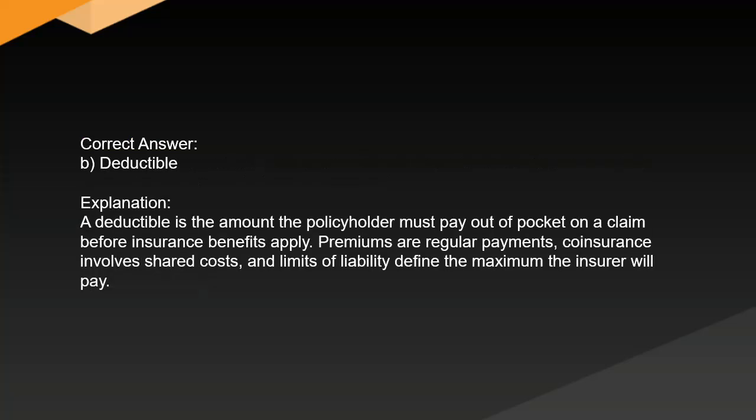Correct answer: B. Deductible. Explanation: A deductible is the amount the policyholder must pay out of pocket on a claim before insurance benefits apply. Premiums are regular payments. Coinsurance involves shared costs, and limits of liability define the maximum the insurer will pay.